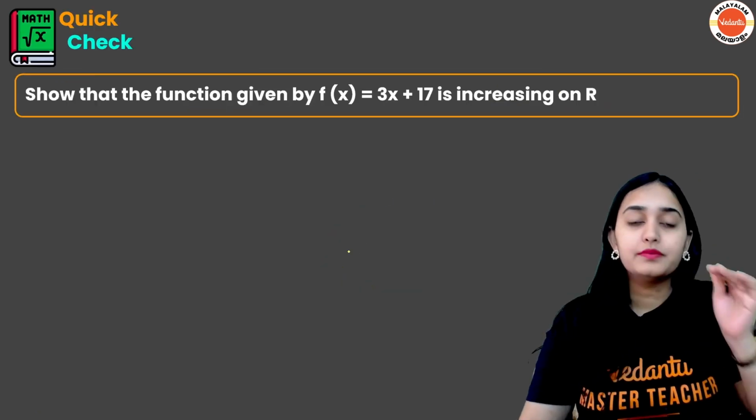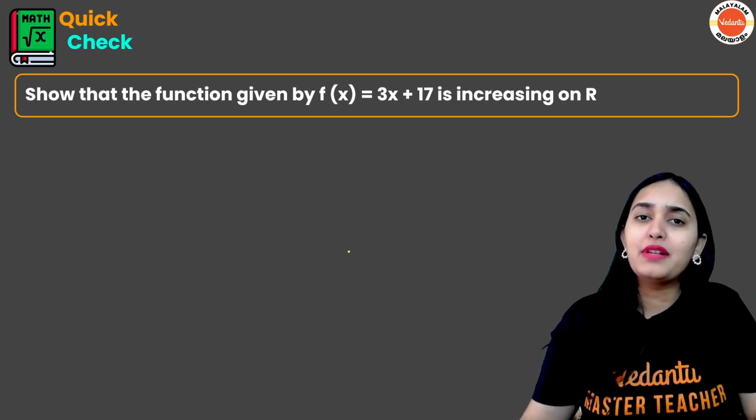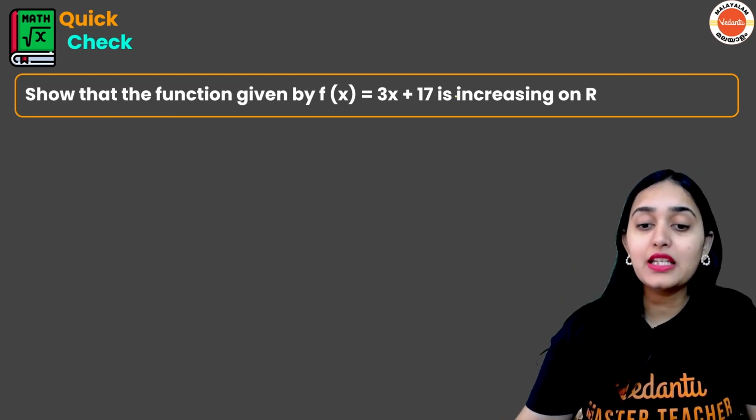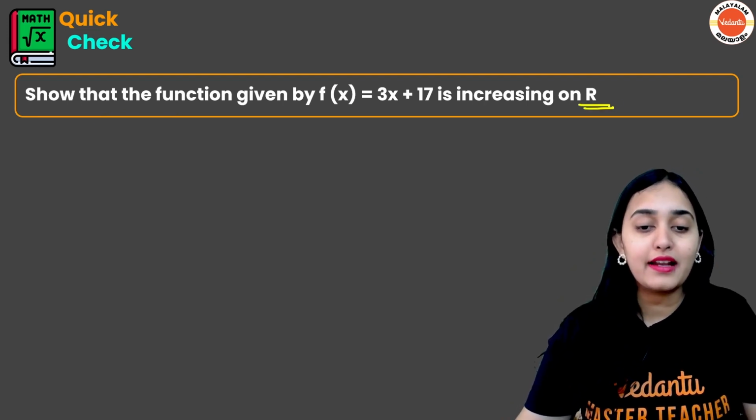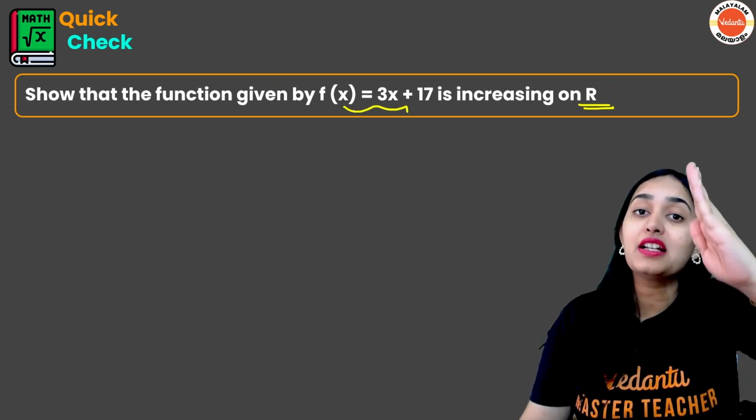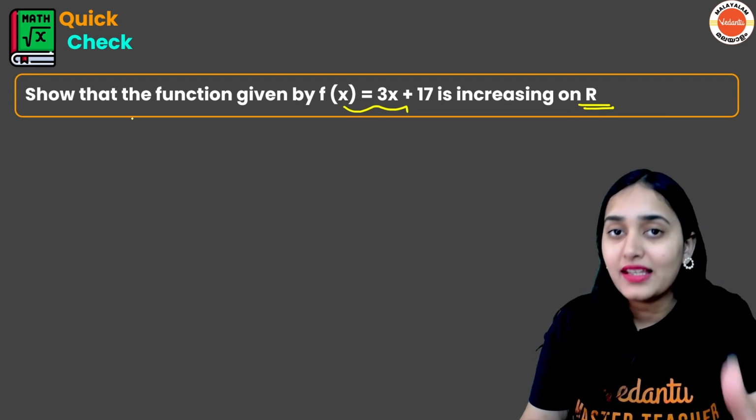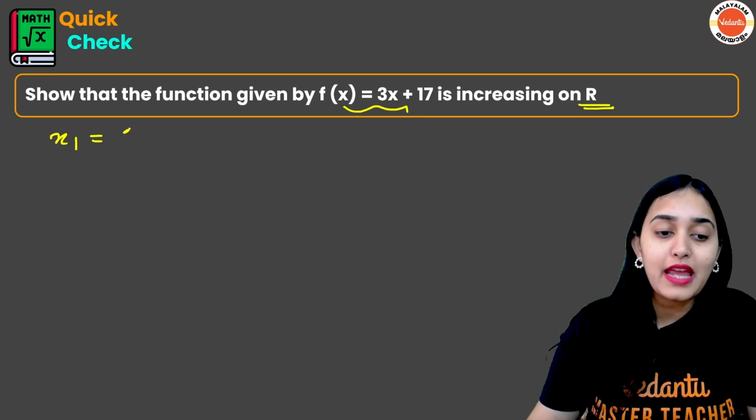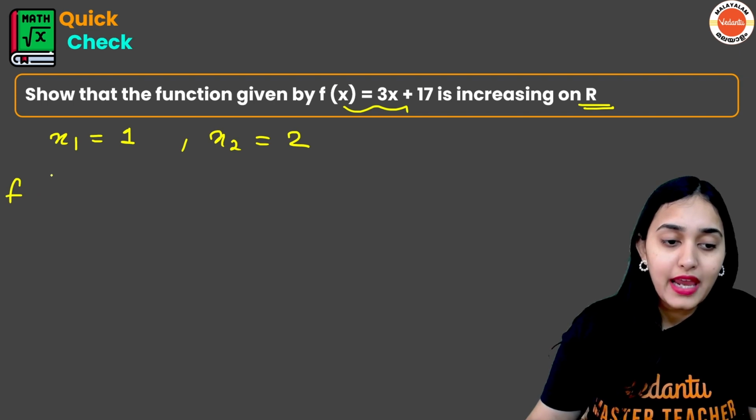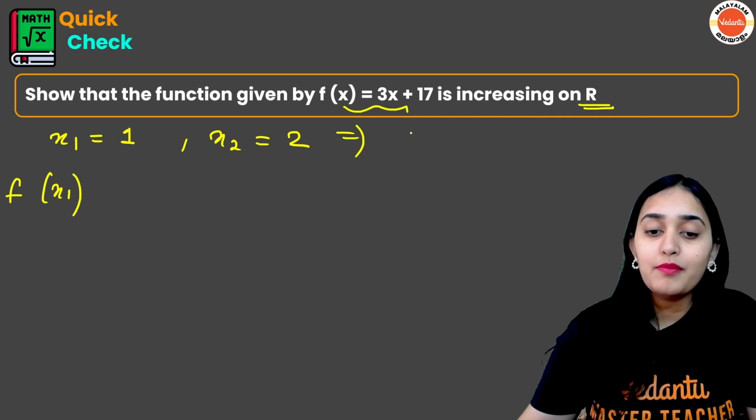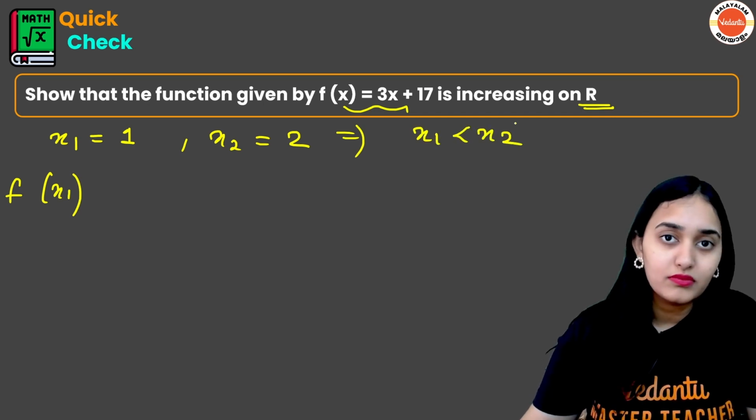Okay. Now this is like a simple generic question. I will also show you a previous year question paper question. Show that this function is increasing on R. Now, how can you represent that this function is an increasing function? Assume any value. Suppose I am taking x1 as 1 and I am taking x2 as 2. You find out f of x1. Now see, x1 is 1, x2 is 2. This implies that x1 is less than x2, right?